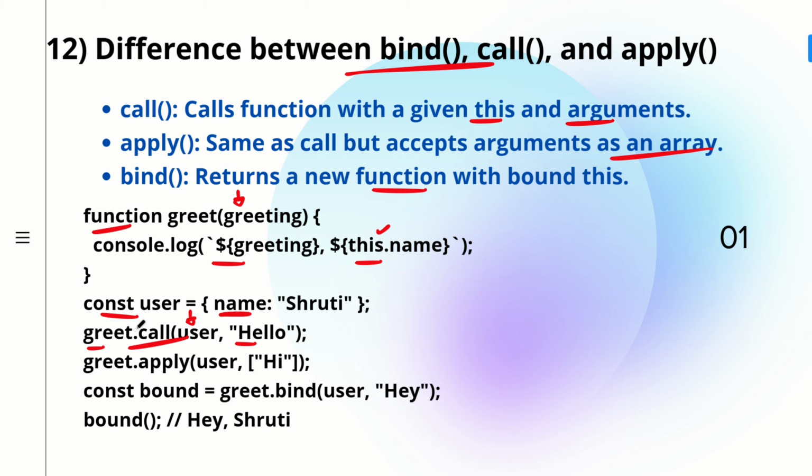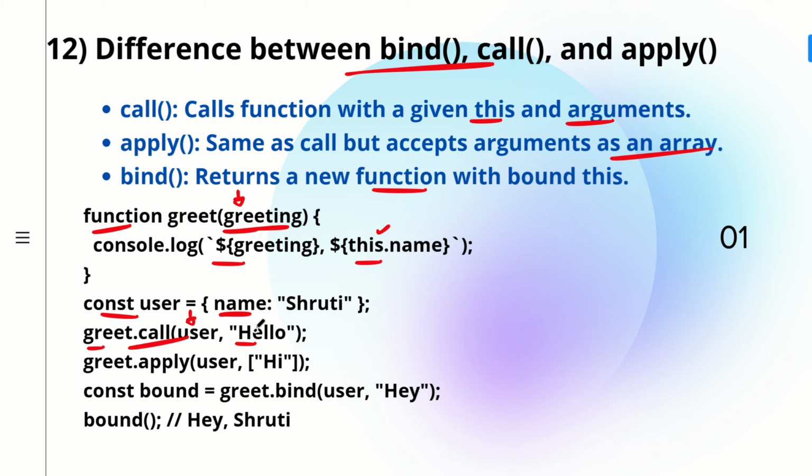What argument do you have to pass? You have to pass the argument which you are expecting in the greet function. What are you expecting in the greet function? You are expecting greeting, right? So that argument you will pass as the second argument. So this is the syntax of your call, apply and bind. For call you first pass your object, then you pass the argument. Once you call, you will get the console output as hello Shruti.